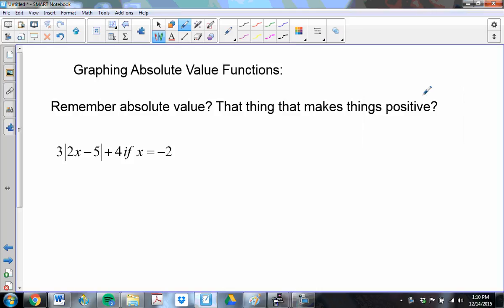Going to talk about graphing absolute value functions. We graphed lines before, then we'll graph absolute value functions. So review first. Here's an absolute value function with a big wall here. The wall takes the stuff inside of it and makes it positive.